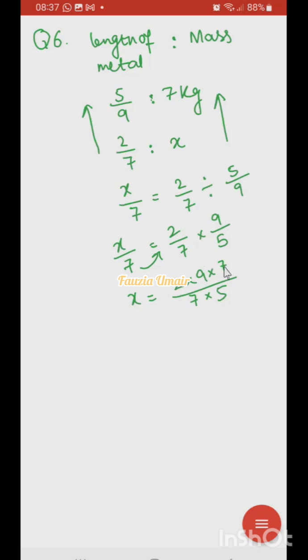So now I can see I can cancel this 7, and the answer is 18 by 5. Because this is mass, I should convert it into decimal. So x is equal to 3.6 kg, right? So if the length is 2 by 7, then the mass would be 3.6 kg, right? Any question? I hope this is clear.